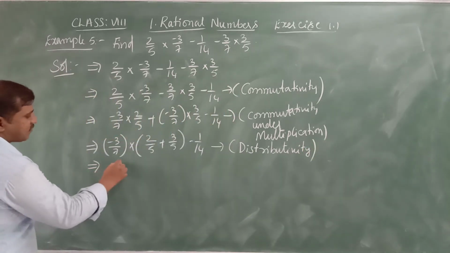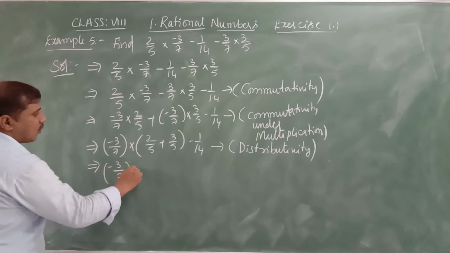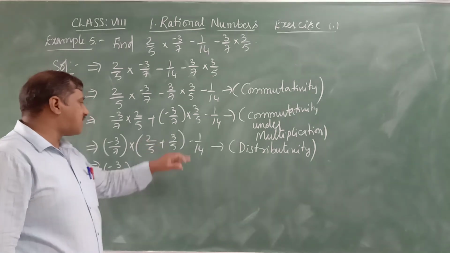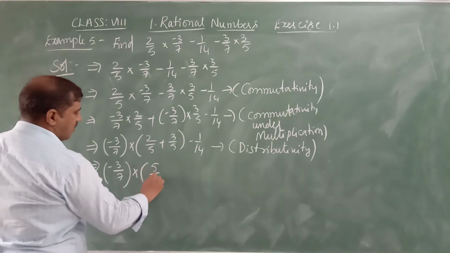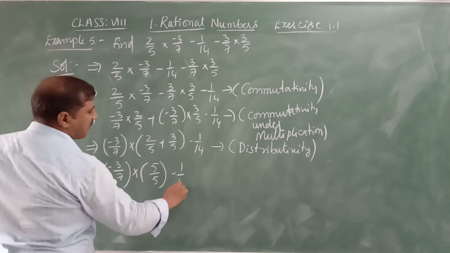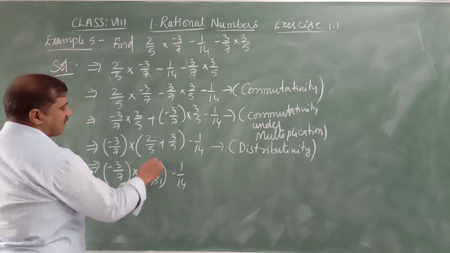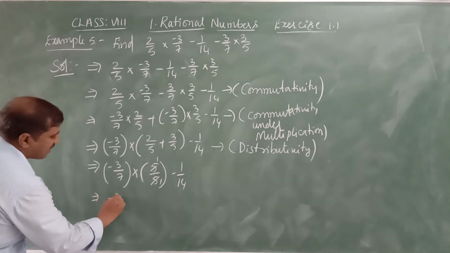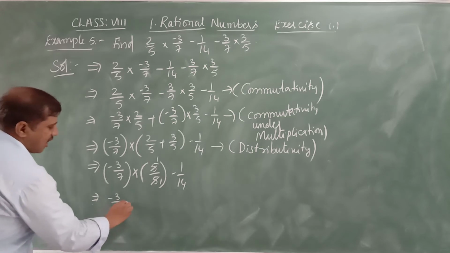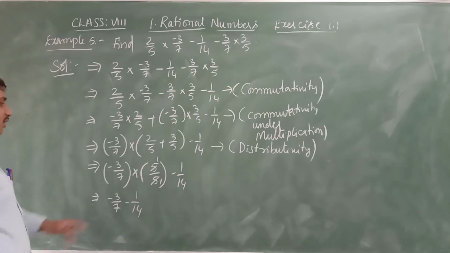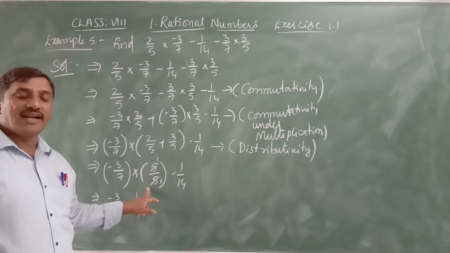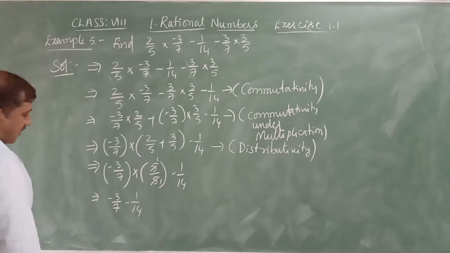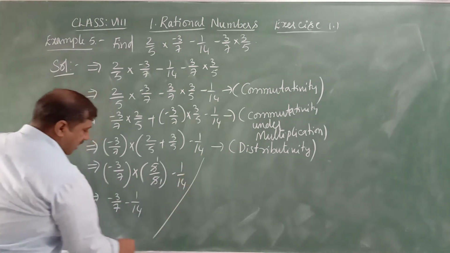So what we get is minus 3 by 7 into, add the like fractions, you just add the numerators. 2 plus 3 is 5, 5 by 5, minus 1 by 14. 5 ones are 5, we get 1. We get 1 into minus 3 by 7, which is minus 3 by 7 only, and minus 1 by 14. So here what property did we use? Again it is the identity property. Minus 3 by 7 multiplied by 1, we get minus 3 by 7, minus 1 by 14.